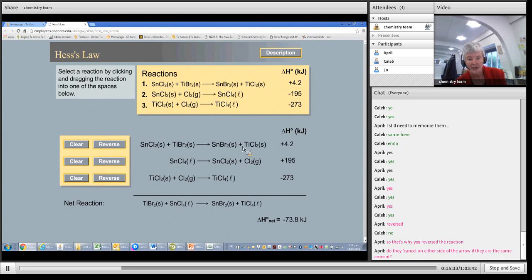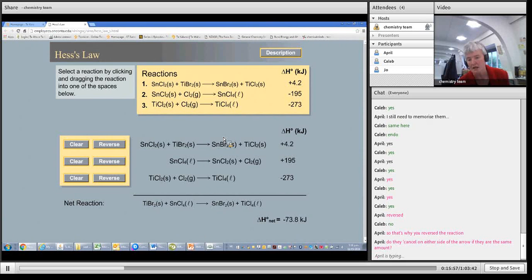April asked, do they cancel on either side of the arrow if they are the same amount? Yes. If I've got 1 on the left-hand side and 1 on the right in the same state, they'll cancel. If I've got 1 on the left-hand side and 2 on the right-hand side, the left one will disappear, and the right one goes 2 subtract 1, it goes down to 1. So you will still have something on the right-hand side, but only one of them, because I had 2 originally. So there must be the same number and the same state. If I had liquid on one side and solid on the other, they will not cancel.